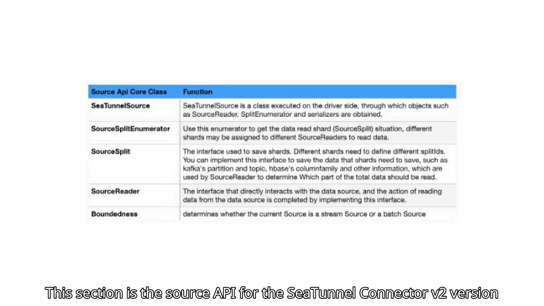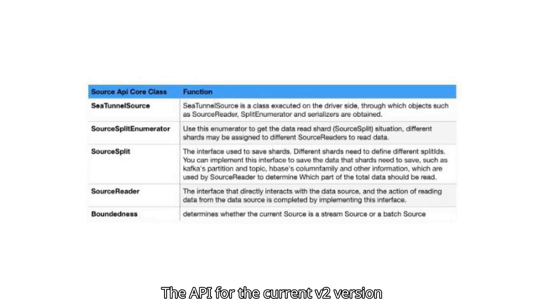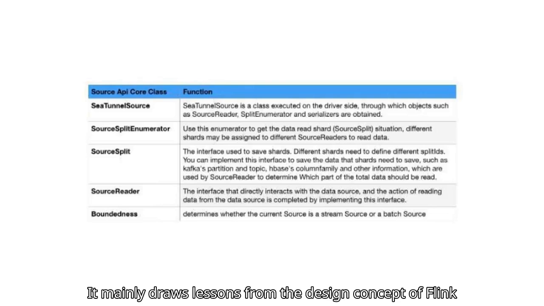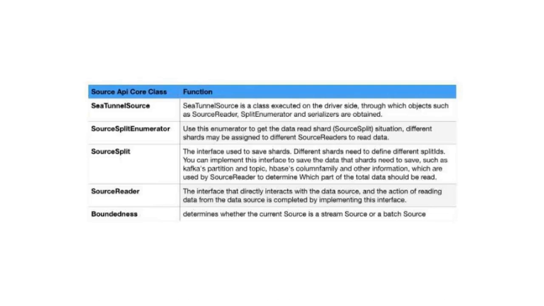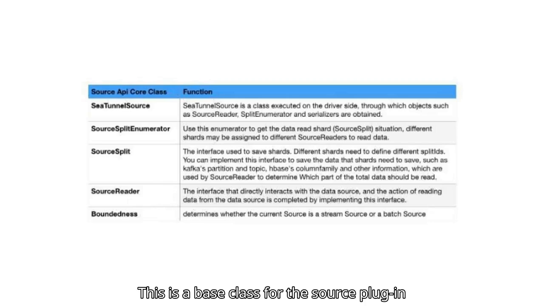This section is the Source API for the SeaTunnel Connector V2 version. The API for the current V2 version mainly draws lessons from the design concept of Flink. For the source side, there are some core classes. The first is SeaTunnel Source. This is a base class for the source plugin. All sync connectors must implement this interface.